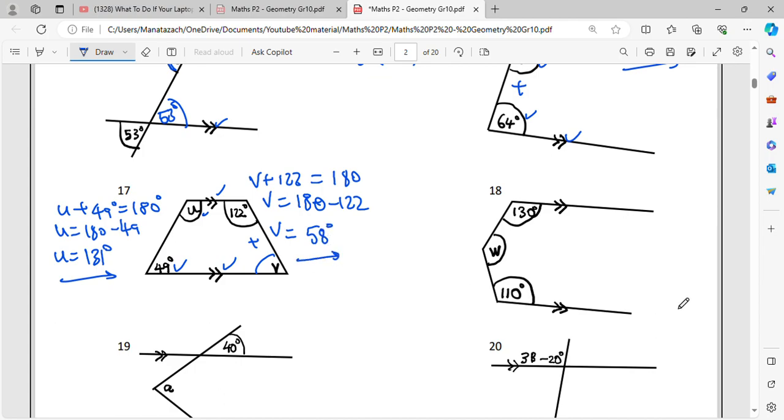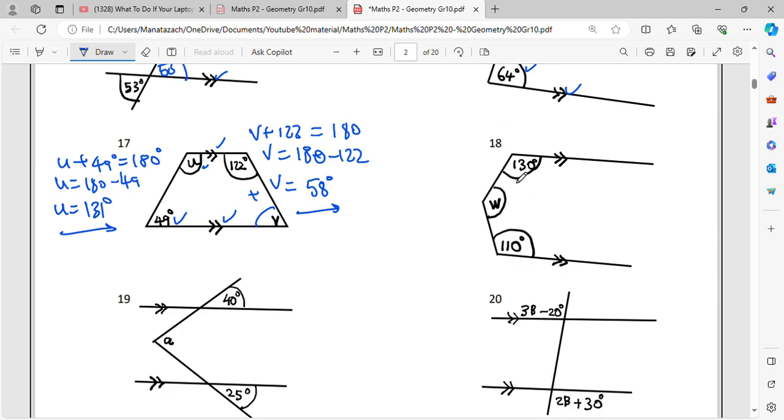Okay, let's come to question 18. Again, you've got two parallel lines. So since you've got two parallel lines, you'll just make a projection across. Let's just put an imaginary parallel line here. In order to do that, we'll be able to calculate W. Let's extend this. Let's put other imaginary lines.